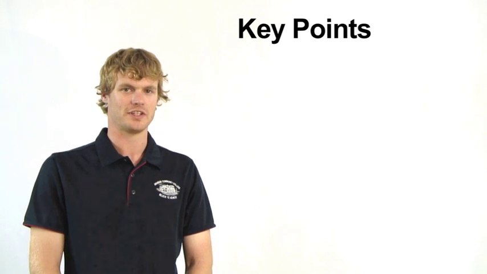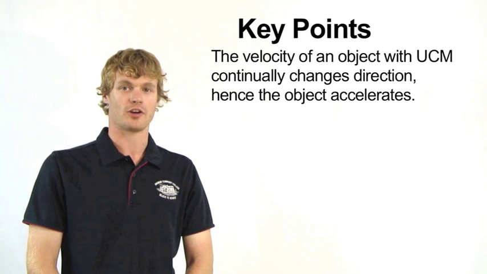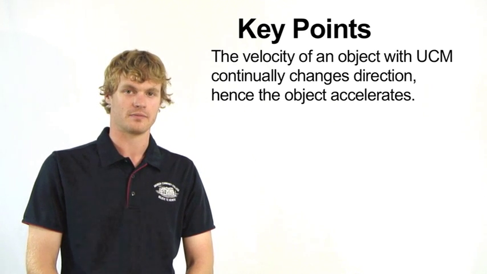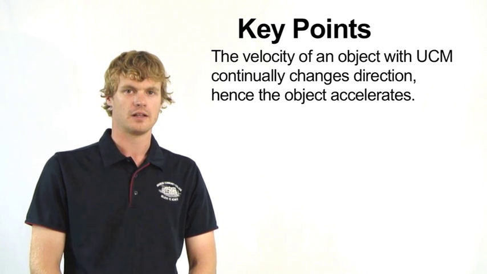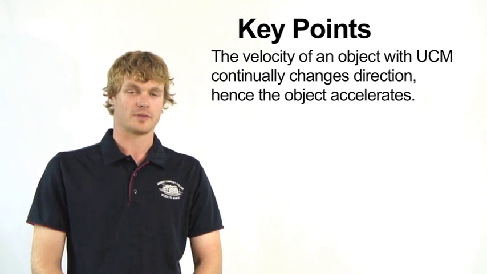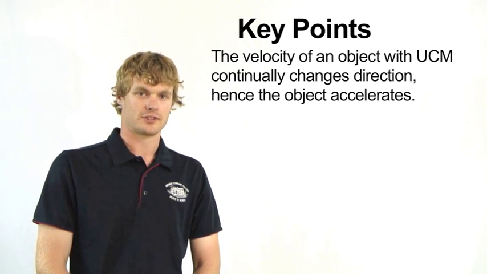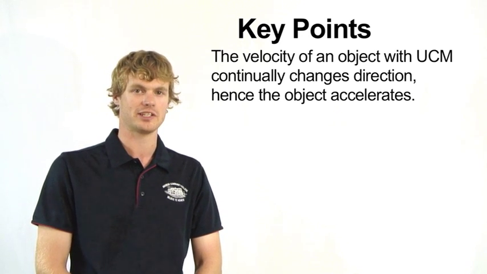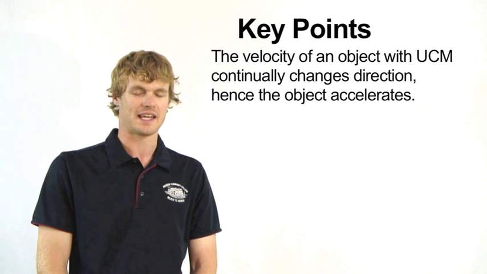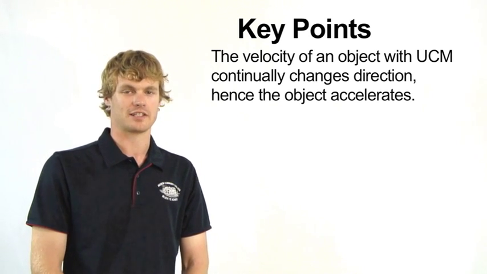So the key points from this video. In uniform circular motion, the speed of the object is remaining the same. The velocity is constantly changing as it goes around the circle. The size, or the magnitude, of the velocity vector is not changing. It is the direction of it. The changing direction is due to an acceleration perpendicular to this vector, so that is pointing towards the centre of the circle. This is known as centripetal acceleration.